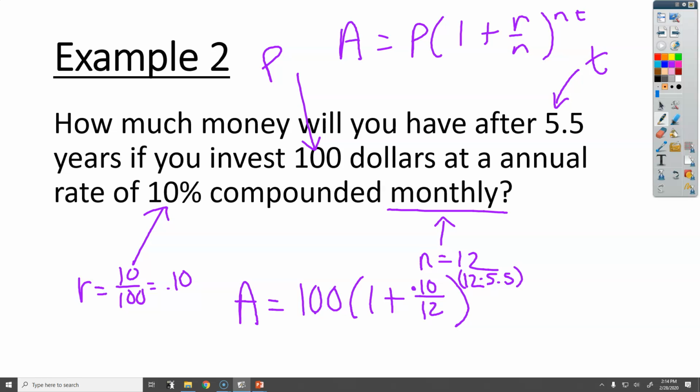No, because this isn't multiplying by 12. It's being raised to the 12th power. So a power does not cancel out division.